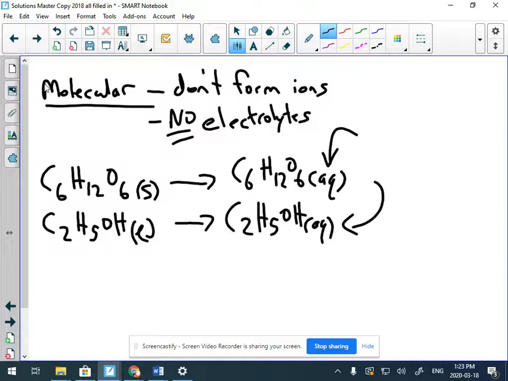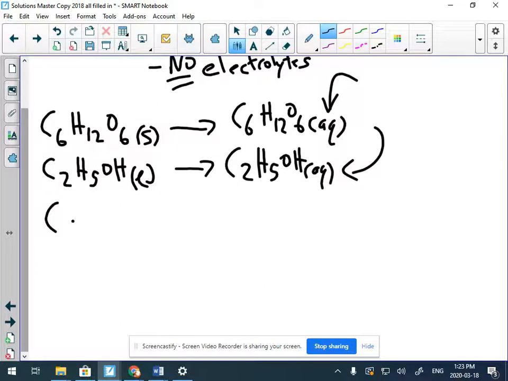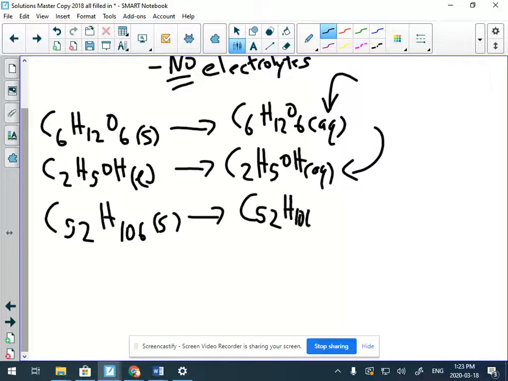Molecular compounds that do not dissolve, are not soluble, like, I don't know, like a waxy boy here, C52H106. Pretty sure wax doesn't dissolve. You'd have some funky wax if you had dissolving wax. That just stays C52H106. The state doesn't change. Whatever a molecular compound's state is to start with that is not soluble, the state doesn't change.